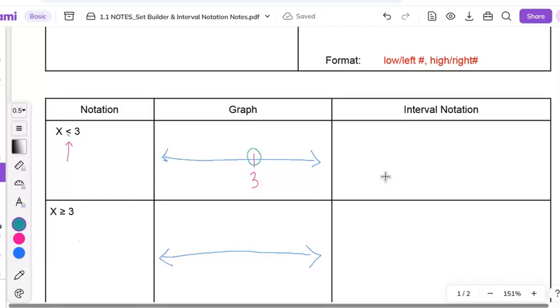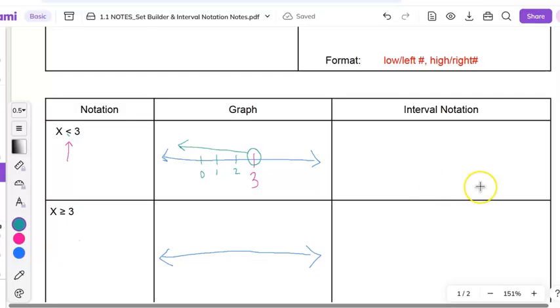Less is to the left, or smaller, because here's 2, here's 1. And even if these numbers aren't here, we know smaller numbers are to the left. And so we're going to indicate all of our answers by drawing a line to the left. And so this would be our graph.